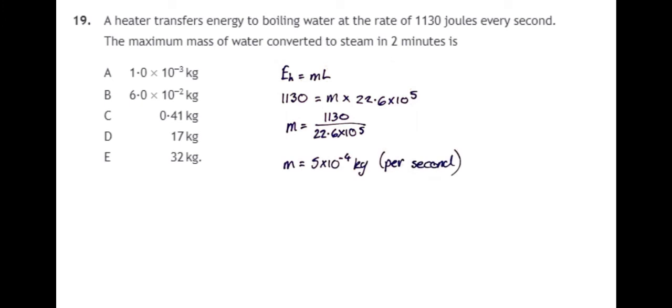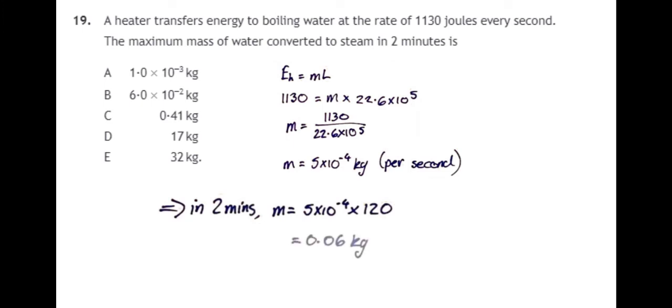That, however, is the mass that is being converted to steam each second, because it tells us that the energy that's being transferred to the water is 1,130 joules each second. So if that amount of mass is converted each second, and the question asks us how much mass is converted in 2 minutes, we need to multiply that by the number of seconds in 2 minutes, which is 120, which gives us a total mass of 0.06 kilograms, which is answer B.